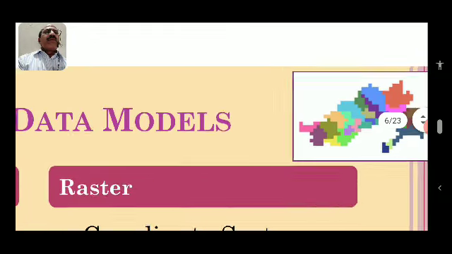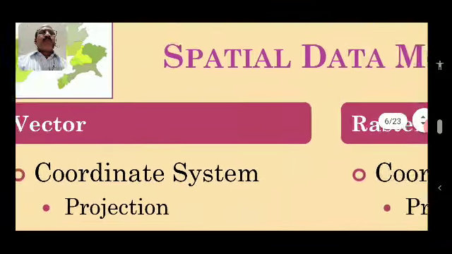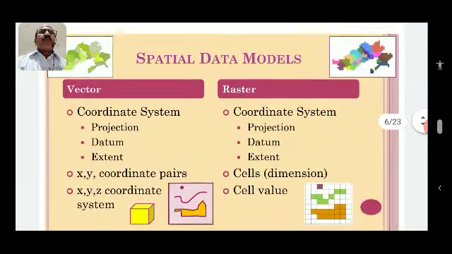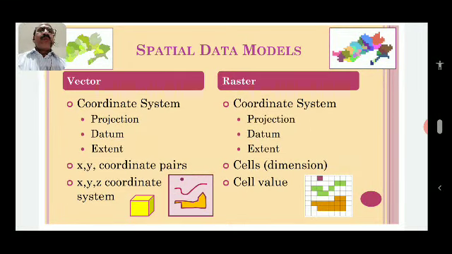It does not represent the complete geometry. Definitely it has certain representations. Then in the vector, what do we have? We have a coordinate system. In that we have projection. You can have latitude, longitude, that's degree, minute, second, or you can have meter as in the UTM projection.